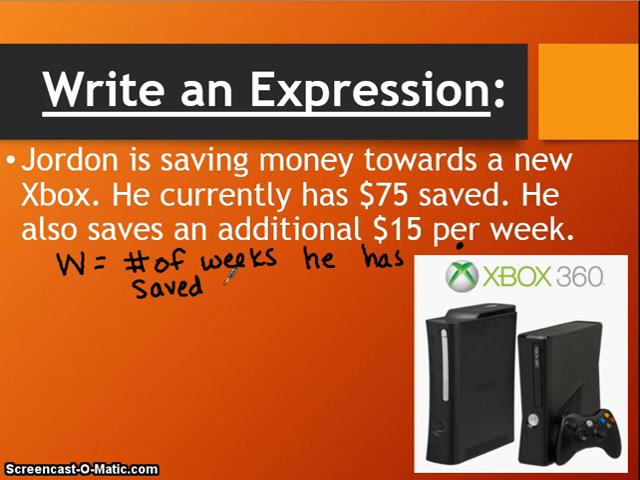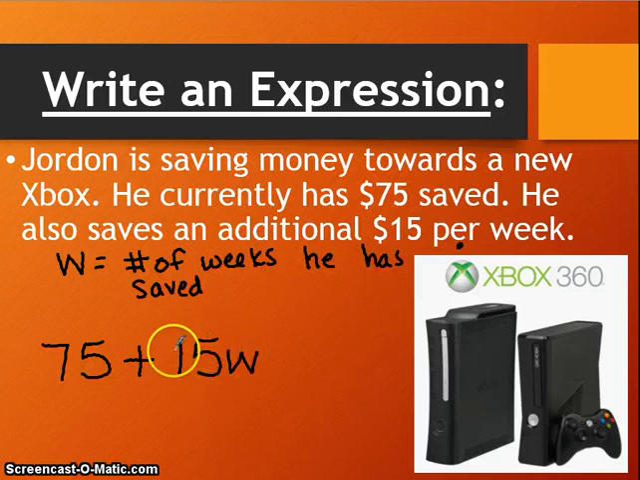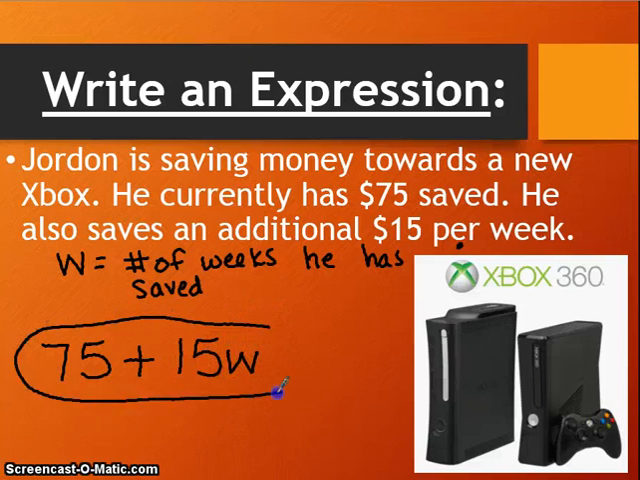Now, we can write an algebraic expression to show how much money he currently has. Well, he has $75 saved, plus he is saving an additional $15 per, which means multiply, week. And we do not have to put a multiplication sign. If a constant and a variable are touching each other, it's assumed it's multiplication. So here is our expression that represents the amount of money Jordan earned.